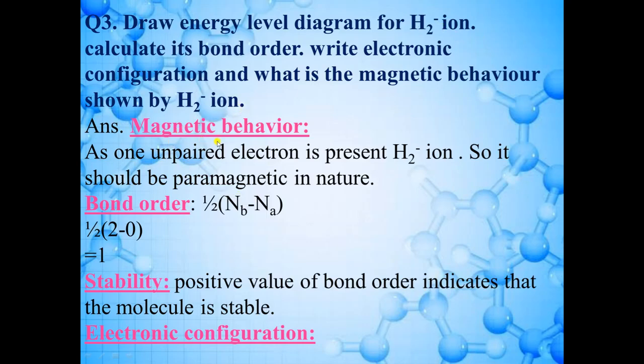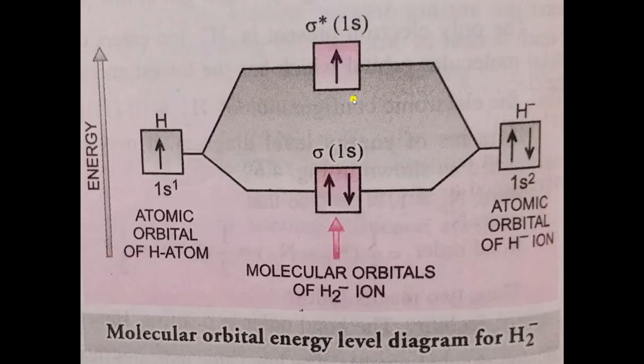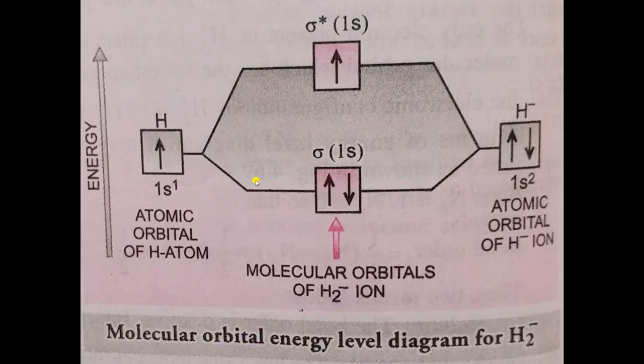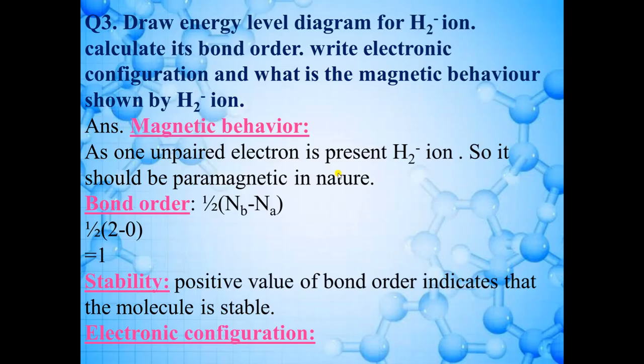Now you have to tell the magnetic behavior. How many unpaired electrons are present in the molecular orbitals? The answer is 1. So it will show magnetic behavior and it is paramagnetic in nature. You have to see only the molecular orbitals. Next one is stability. A positive value of bond order indicates that the molecule is stable.